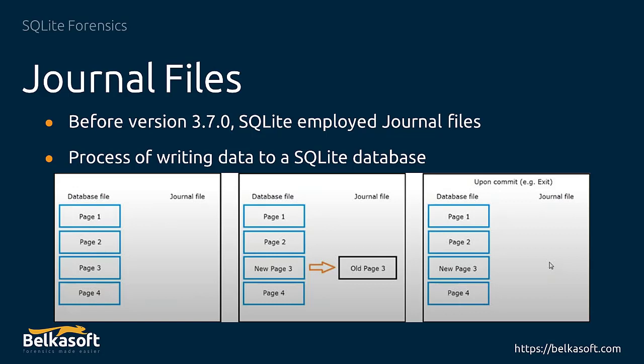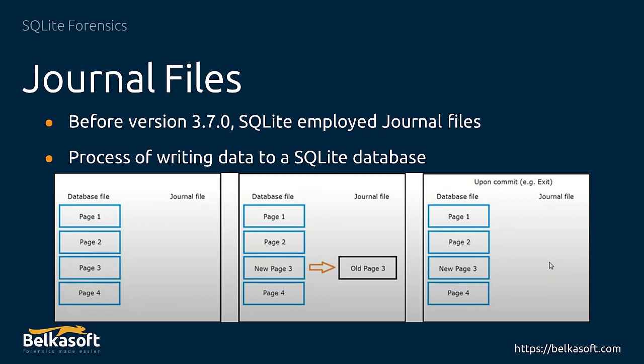So the next interesting concept of SQLite is journal files. These were used before version 3.7.0 of SQLite, but are still used by some applications. This particular file helps SQLite maintain database integrity. So when you write new data to SQLite, the application and the code can roll back the attempt to write the data, and this is where a journal file helps to accomplish this.